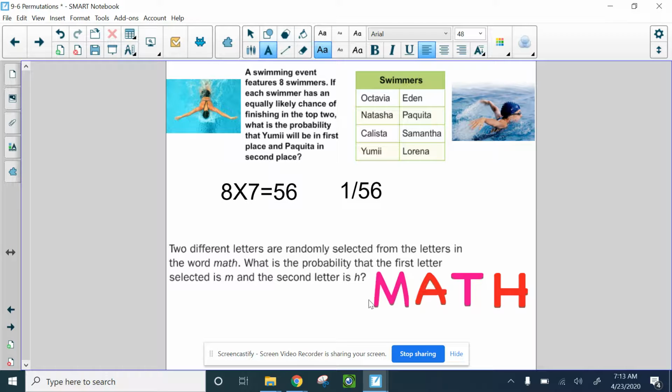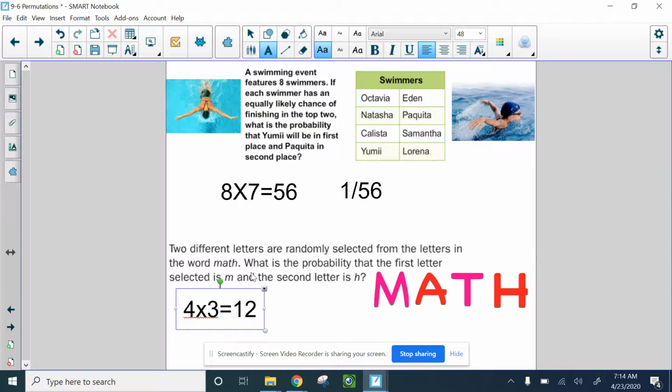Now I'm going to be looking at this random word called math. I wonder why that word was selected for the lesson. If I want 2 different letters that are randomly selected from the word math, I have 4 choices of which letter could be picked first. Then I have 3 for my second one. So I'm only picking 2 different letters. There are 12 different outcomes that could occur.